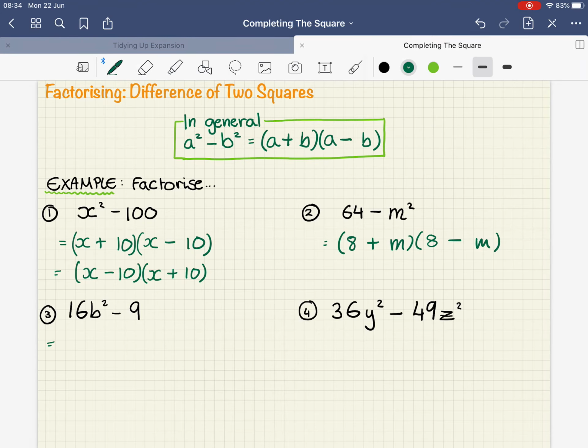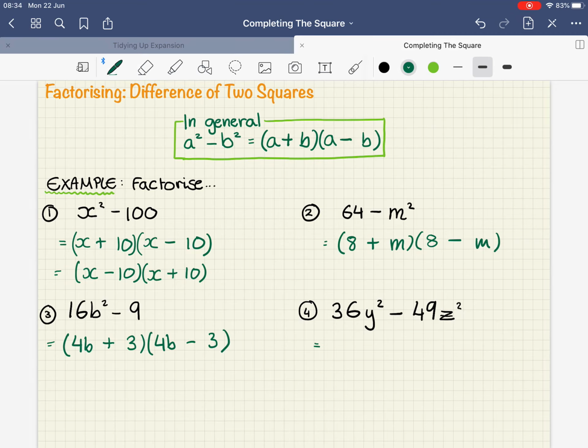Okay, question 3. So here I've got 16b squared. Now, the best way I like to think of this is I look at the number first, and then I look at the letter. So 16, so the square root of 16 is 4. Then the square root of b squared is b. And then square root of 9 is 3. And then changing the sign.